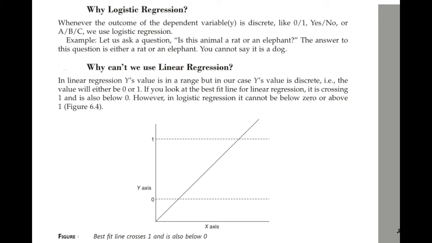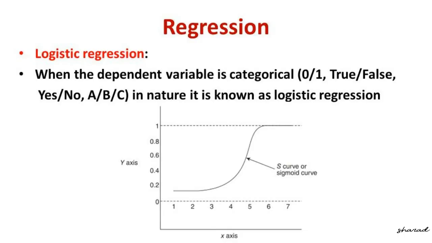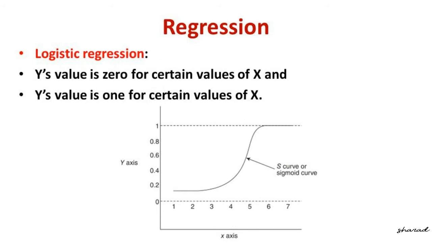It is known as logistic regression. Here the y value is 0 for a certain value of x and y value is 1 for a certain value of x. Now why can't we use linear regression? In linear regression, the y value is in a range, but in our case, the y value is discrete. That is, the value is either 0 or 1.